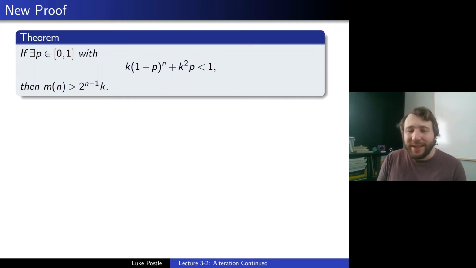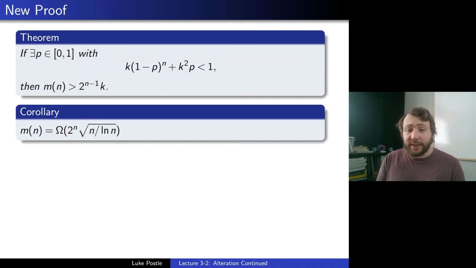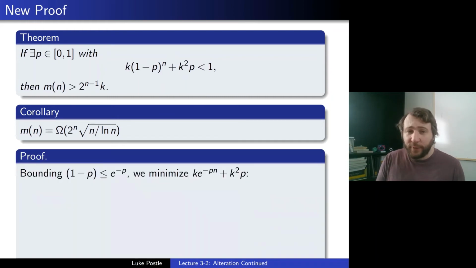If there exists p in [0, 1] with k(1 minus p) to the n plus k squared p less than 1, some inequality, then we claim that m of n is greater than 2 to the n minus 1 times k. And then we just have to do a bit of analysis to figure out what k would optimize. So let's do that. The claim is that k being root n over log n will do that for us.